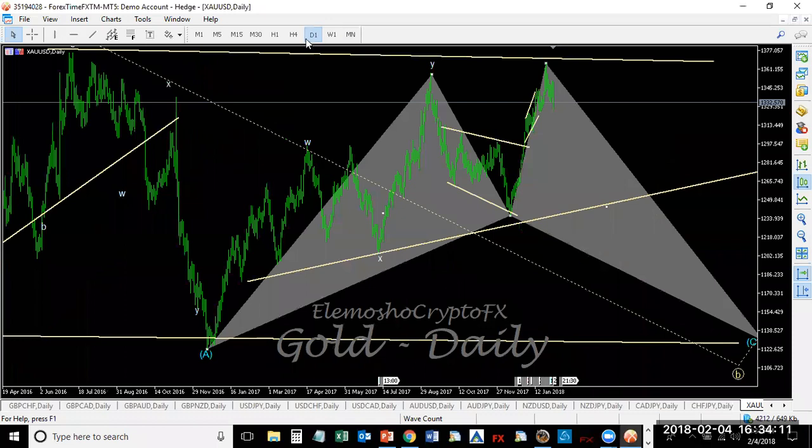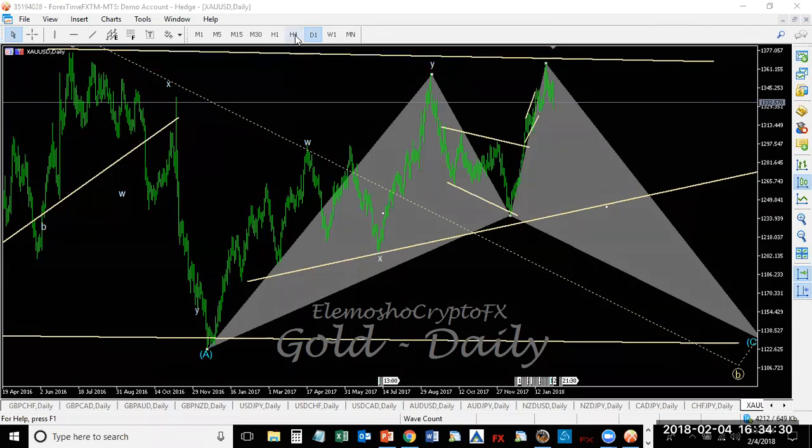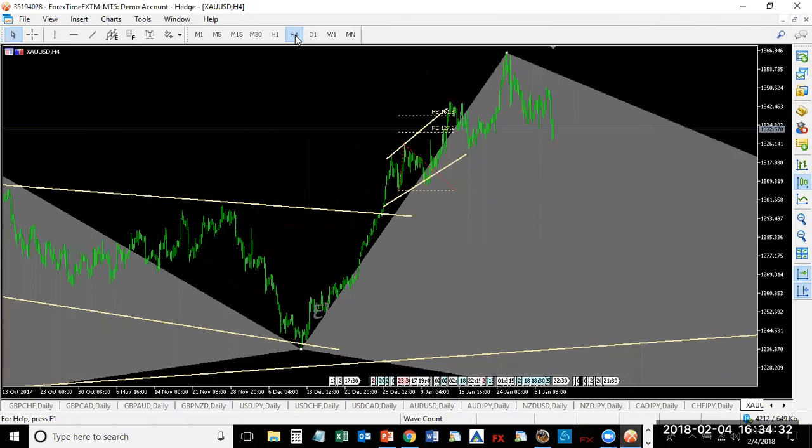But if you go to the daily time frame, it will be very clear that we have a rejection around this zone. So we are now going to be looking for a massive sell that can go as long as giving us, I think, about 1,000 pips or 2,000 pips.